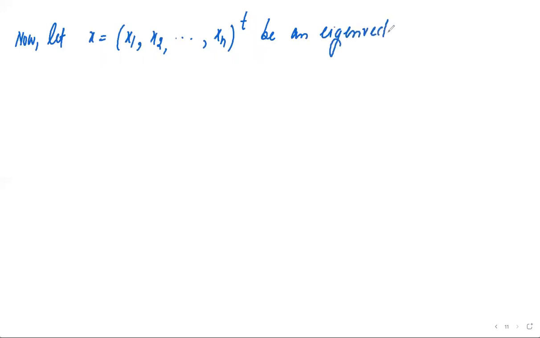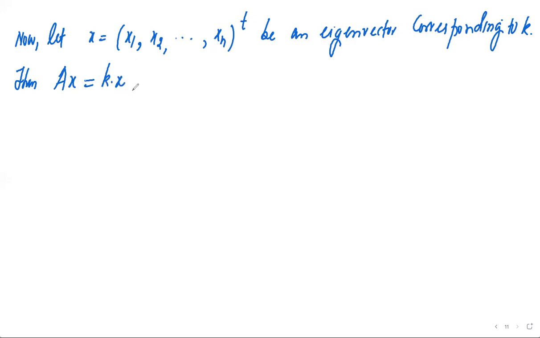Okay, so how will we do that? Now let's consider, suppose x equal to (x1, x2, and so on, xn) transpose is an eigenvector corresponding to the eigenvalue K. Then we have that Ax will be equal to K times x, because this is the definition of an eigenvalue and an eigenvector.